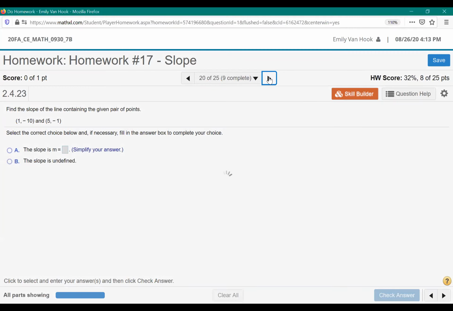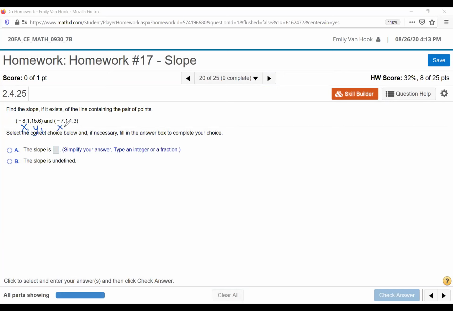So I'm going to kind of skip ahead on some of these. One of them involves decimals. Let's see, number 20. The points are (negative 8.1, 15.6) and (negative 7.1, 1.3). Okay, x1, y1, x2, y2. It does say type an integer or a fraction, so I just want to see how that will work out. So y2 minus y1 would be 1.3 minus 15.6 over, and then x2 minus x1, negative 7.1 minus negative 8.1.